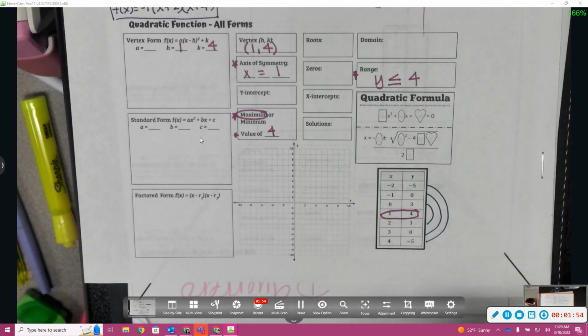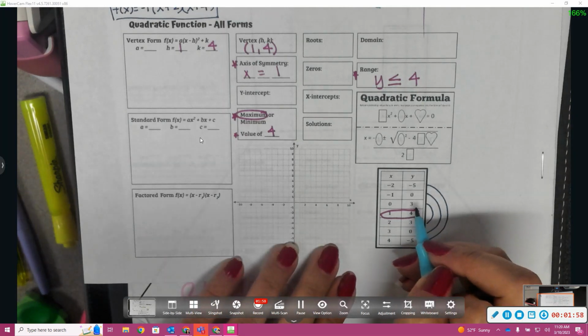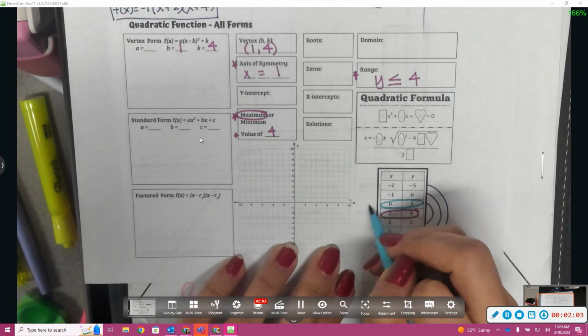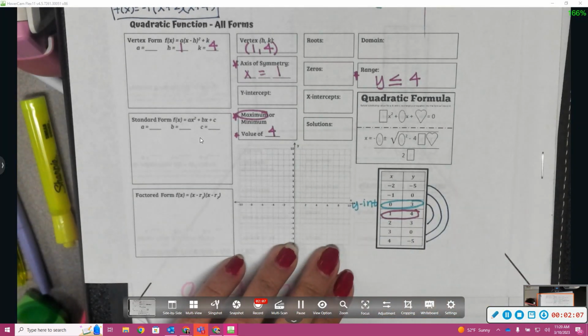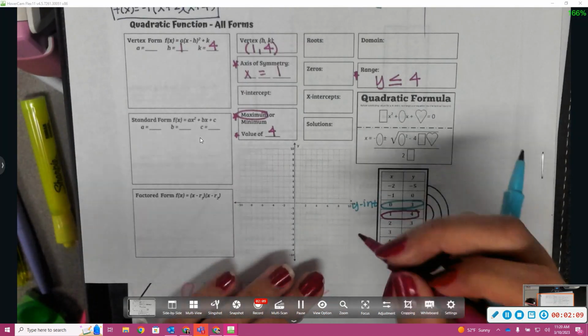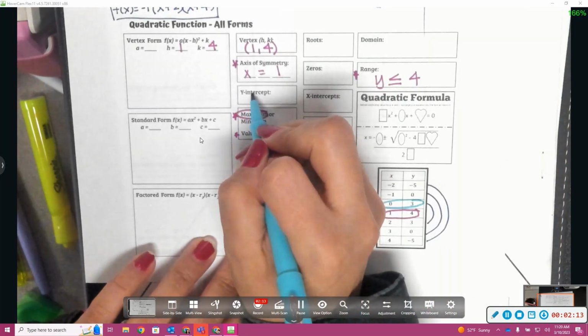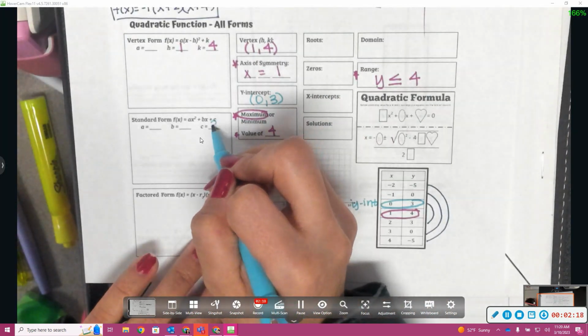Next, remember your y-intercept is where x is equal to 0. So in this case, here's my y-intercept. And I guess I should graph as I go. (1, 4). My y-intercept is (0, 3). And remember, your y-intercept is the same thing as your c value.